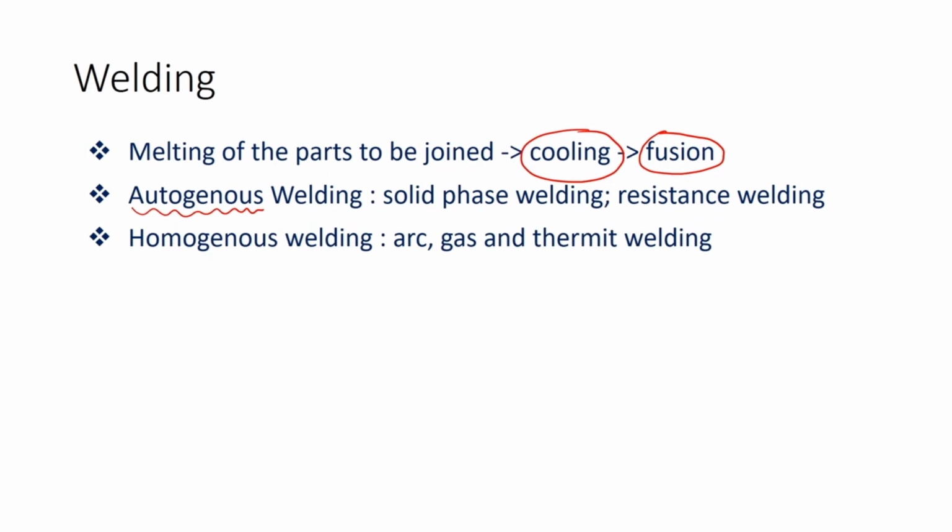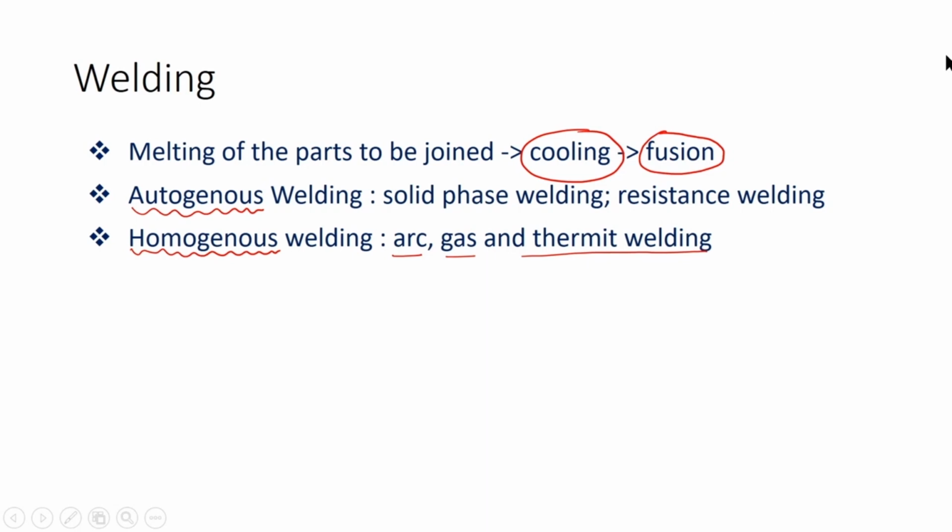In addition to the molten work parts that are to be joined, the electrode will also get melted, and that electrode will get fused with the two different parts. The material of the electrode would be similar to the parent materials. When the material of the electrode is similar to the parent material, that process is called a homogeneous welding process. So, arc welding, gas welding and thermit welding are some examples of homogeneous welding processes.